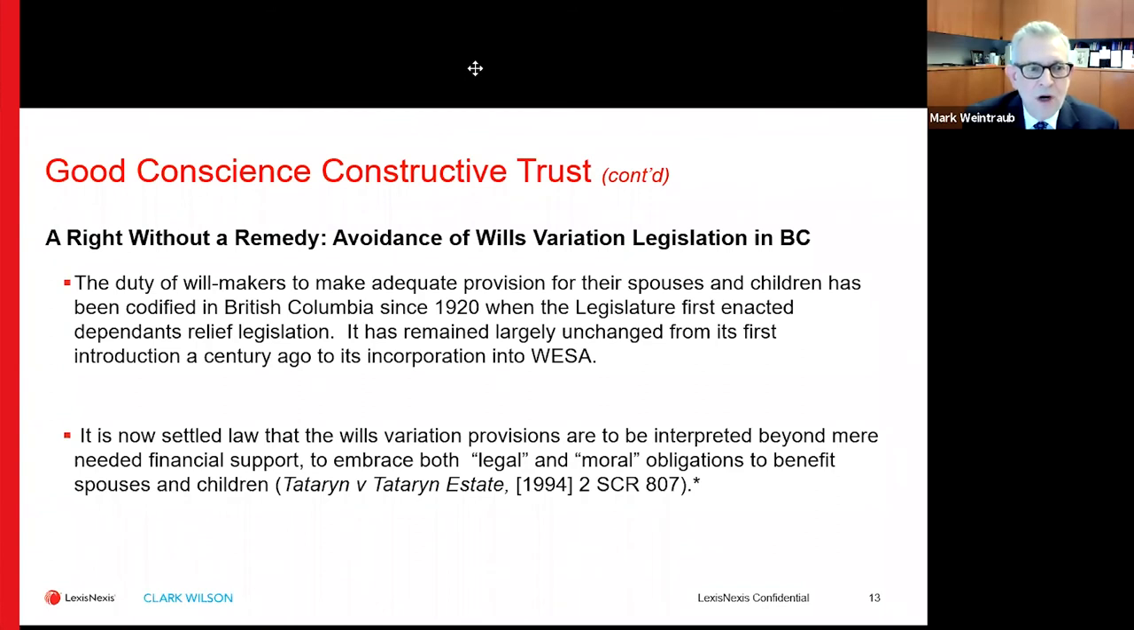It's also now well settled law that the provisions are to be interpreted beyond mere needed financial support, as were some of the earlier interpretations because of the reference to support and dependency. It has now been embraced more generously to include legal and moral obligations to benefit spouses and children, depending upon whether the estate can accomplish all of the obligations. And that, of course, has been enunciated by Madam Justice McLachlin in the very significant case of Tataryn. Next slide.